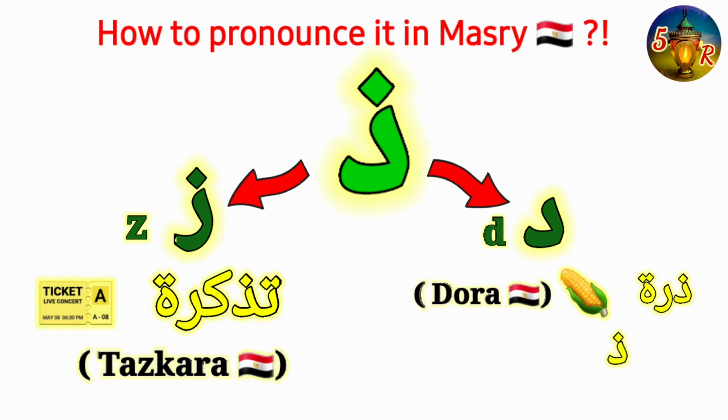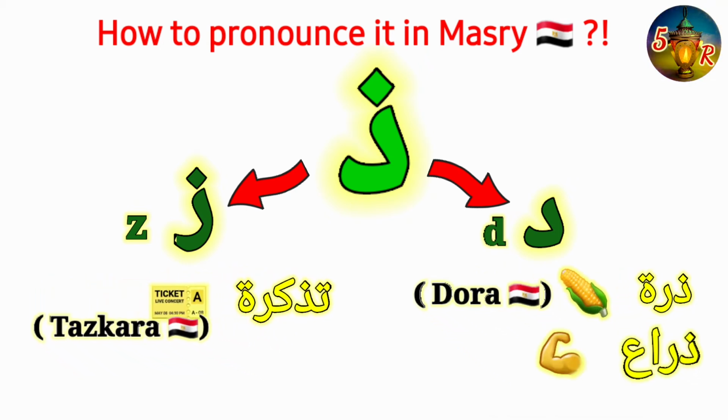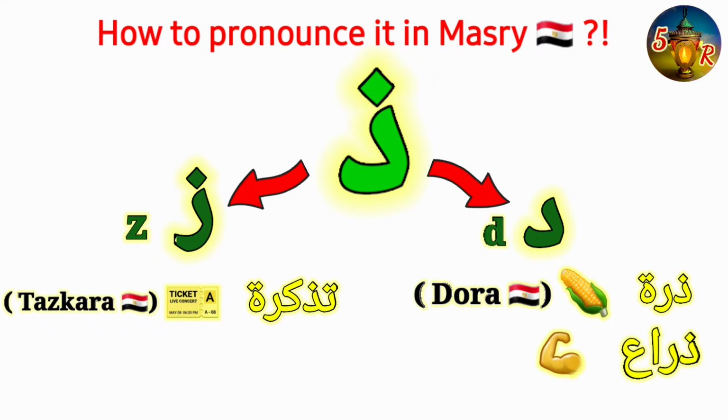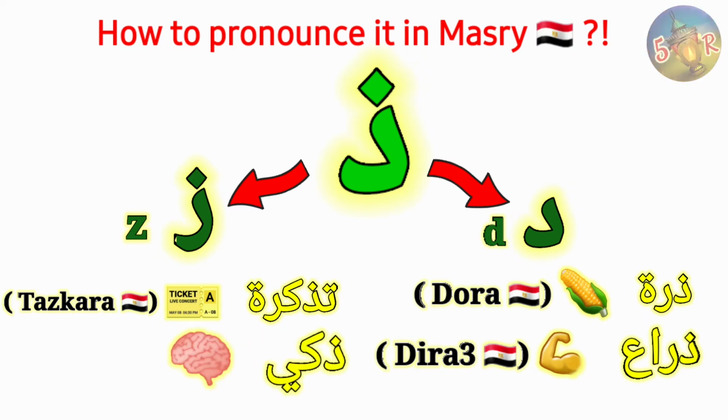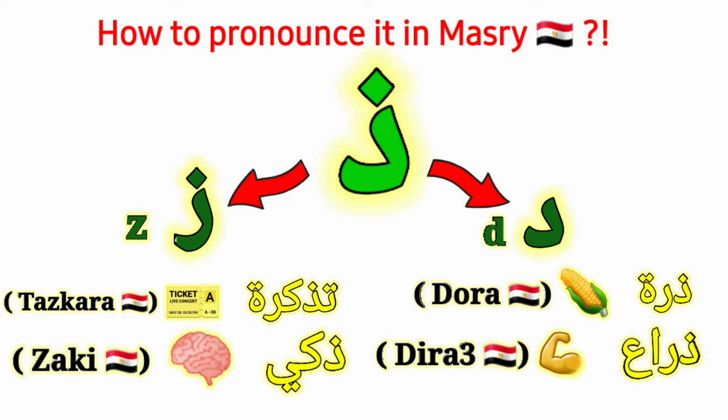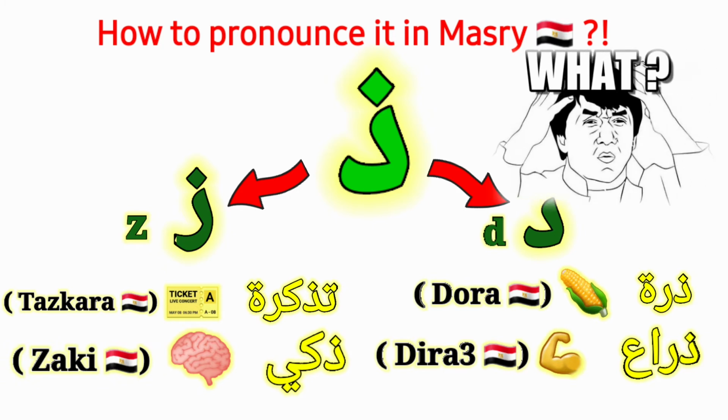For example, in my mind now the word dhira', which means arm, with dhal, dhira', in slang it is dira', it becomes da. However, for example, the word dhaki, which means smart, in slang it is zaki. And of course now the logical question will be, how would I know in Masri when to pronounce it da and when to pronounce it just za? And the answer, you will get it with experience, because there is no rule for it, unfortunately. You'll know it only with time.